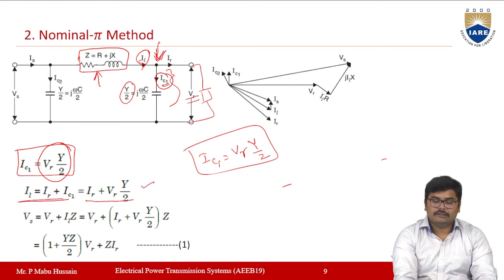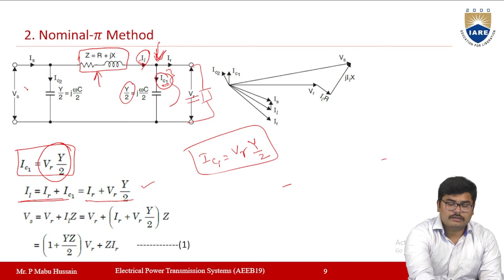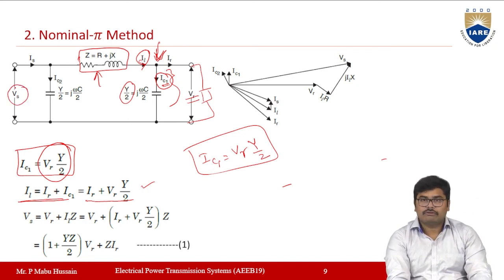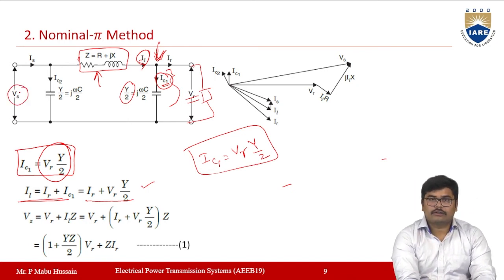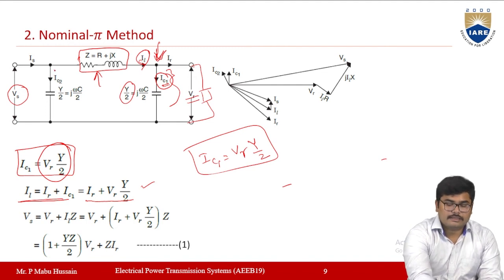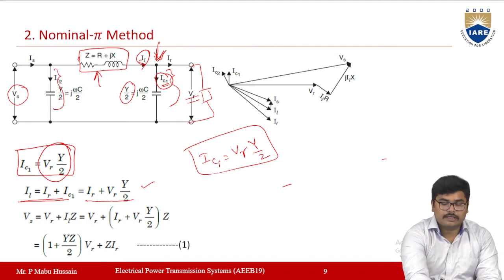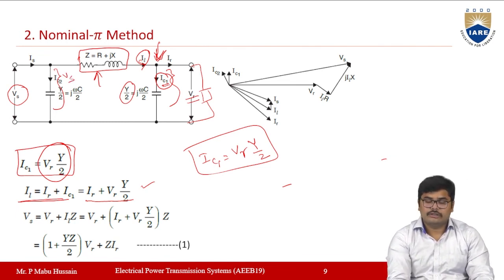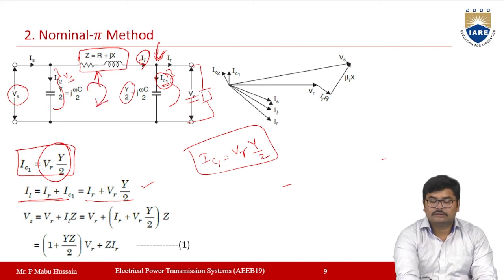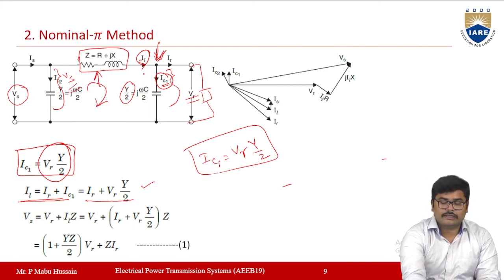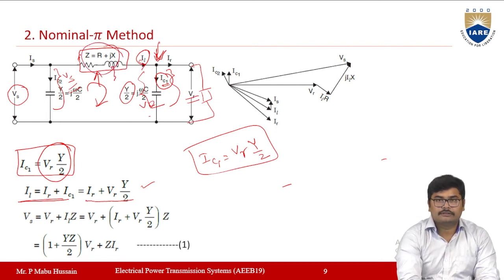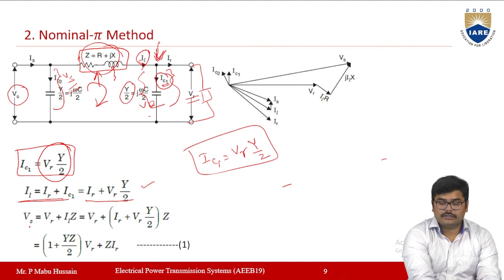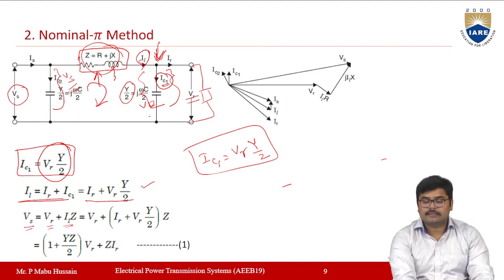Then you can write the equation for the sending end voltage. The sending end voltage is the same as the voltage across this capacitance, which is Vs. Now writing KVL here, Vs is equal to the voltage across this capacitance, which is VR, plus the drop across the impedance Z, which is IL into Z. So Vs is equal to VR plus IL into Z.